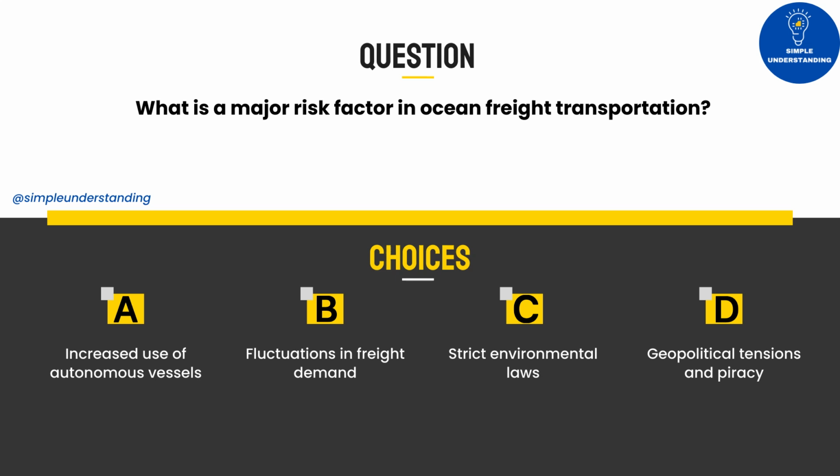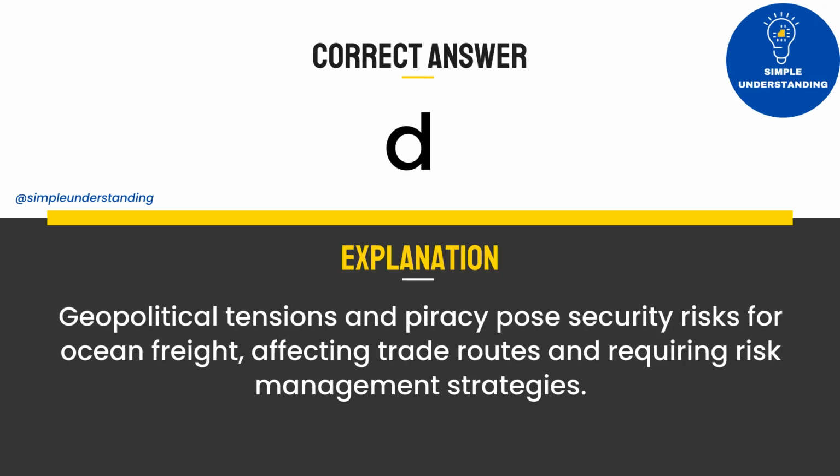C. Strict environmental laws. D. Geopolitical tensions and piracy. Correct answer, D. Explanation. Geopolitical tensions and piracy pose security risks for ocean freight, affecting trade routes and requiring risk management strategies.